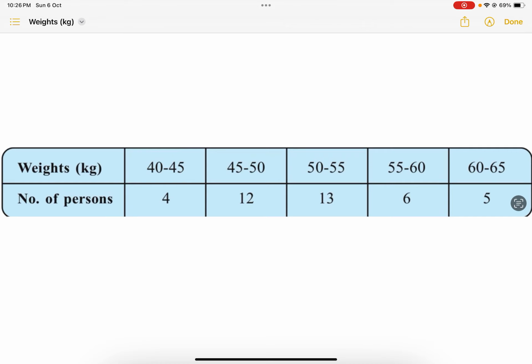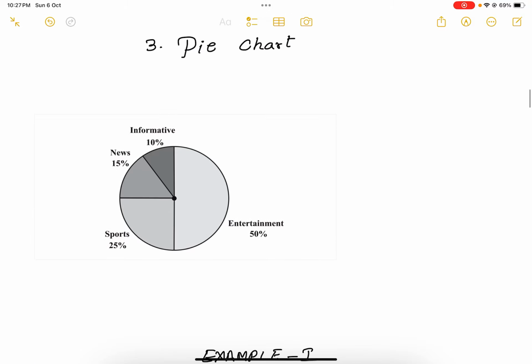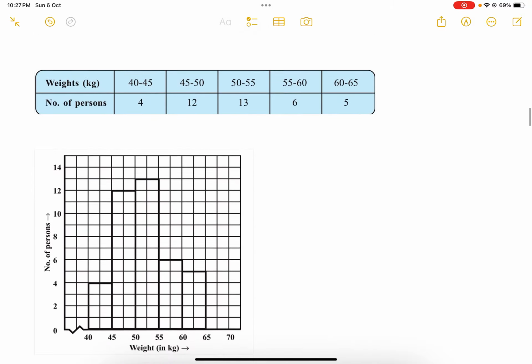See here, the table is given as weight is 40 to 45 kgs. How many persons are there? 4 persons. In between 45 to 50, there are 12 persons. In between 50 to 55, there are 13 persons. And for 55 to 60, there are 6 persons. So if you want to express this by using the bar graph, or by using the histogram, let us say, then how can we define this? By using the histogram. This is the example.